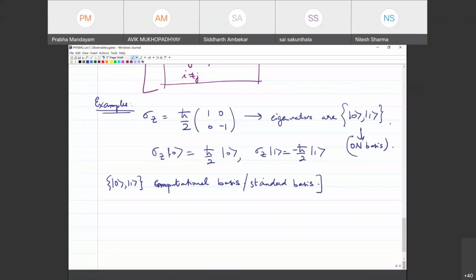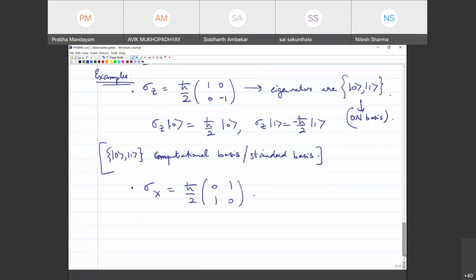So similarly, let's look at the sigma x. Now, what are the eigenvectors of sigma x? Plus state and minus state. Indeed. Good. So again, you have another orthonormal basis coming out of this, right? And again, you can check this using equations like this.